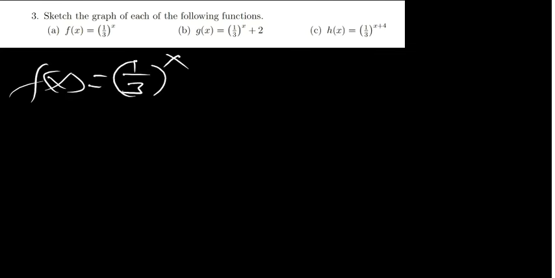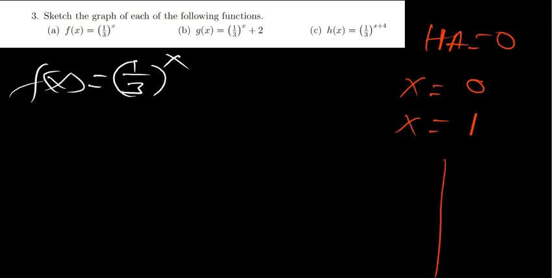Now let's see how we can solve question 3. Question 3, we're talking about the same thing. We want just to sketch the exponential, but in this case we have different ones. So the first one is f of x equal to (1/3)^x. We are using the same principle. In this case, the horizontal asymptote is 0. So x has to be equal to two things, 0 and 1. Okay, so here I'll have x, y.